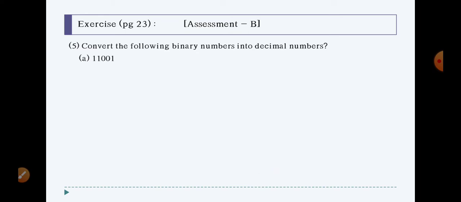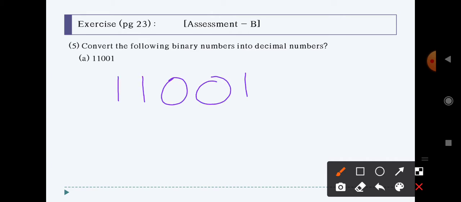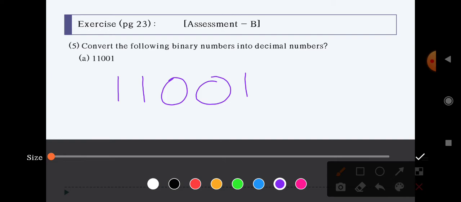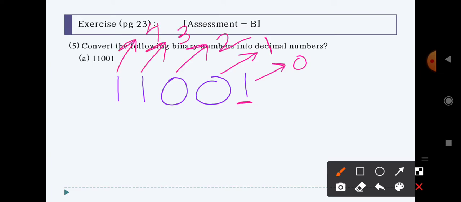Okay, see the first one, that is 11001. Now you see how we are going to do that. Firstly, we have to specify the positions. So let us specify the position. This 1 is present on the 0th location, right? Then this 0 is present on the first location, then this will be on the second location, this on the third location, this on the fourth location. Like that you have to specify the locations, starting from this portion and starting from 0. Okay, after that you write it down like this.